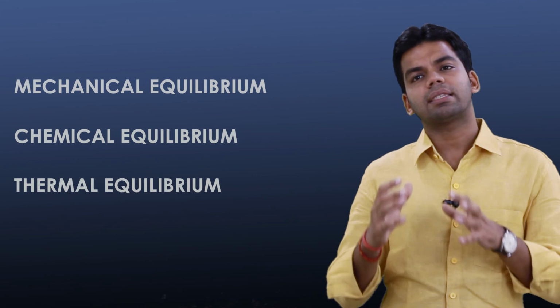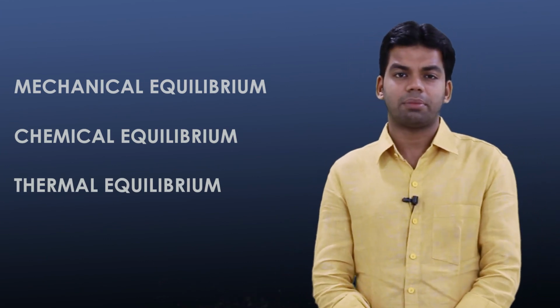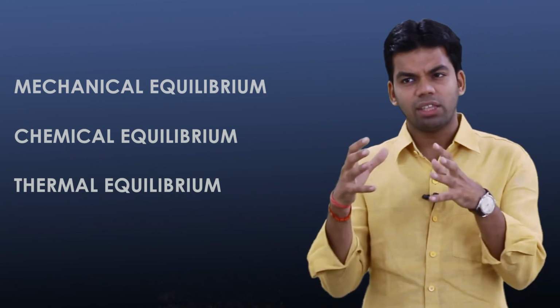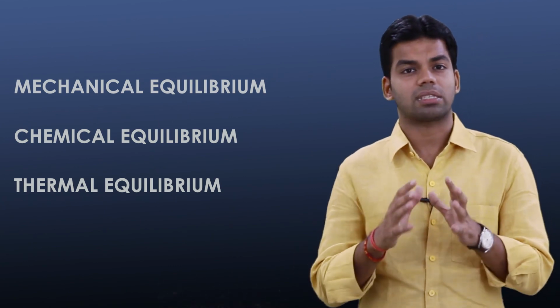Okay, so if all these three types of equilibrium are satisfied, then only can we say that the system is in thermodynamic equilibrium. If any of the three equilibria is disturbed, then the thermodynamic equilibrium of the system is disturbed.